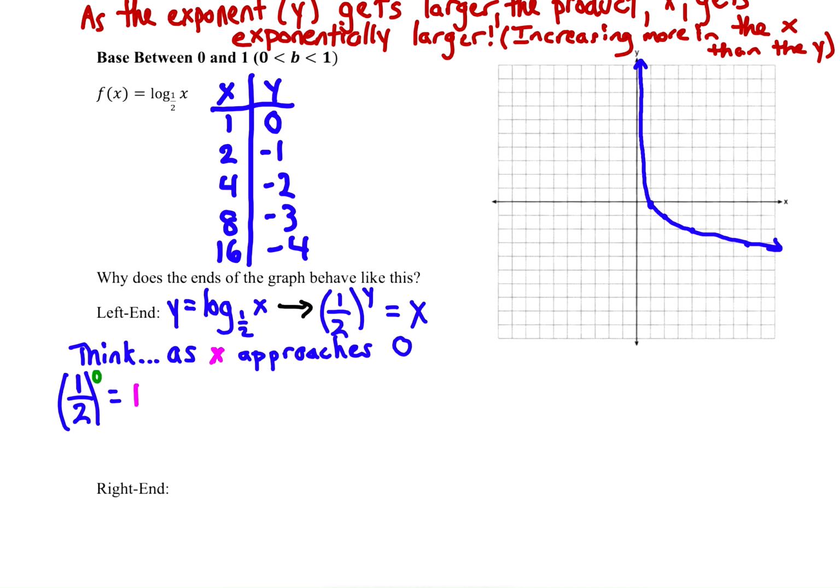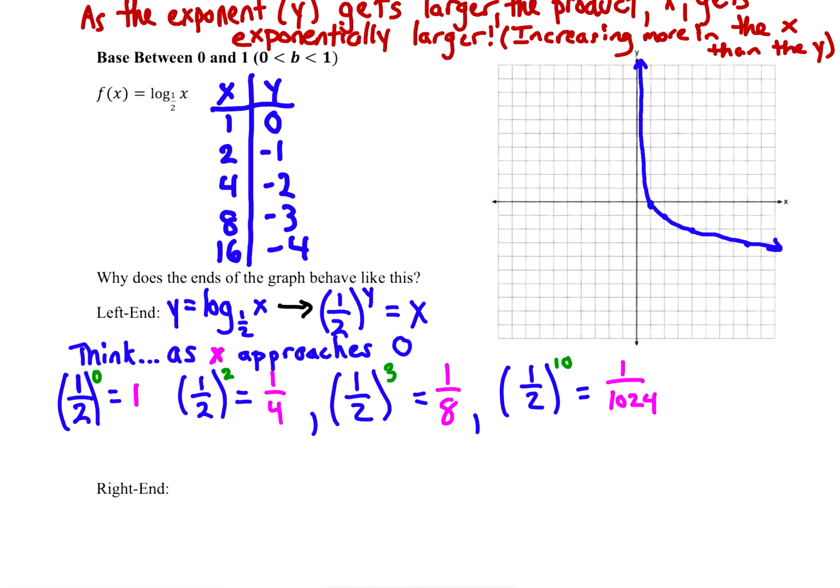let's start with when x is 1. When x is 1, well, the y has to be 0. Let's say when x gets closer and closer to 0. So I'm going to go when x is 1/4. What happens to the y? When x is 1/4, the y is 2 because 1/2 squared is 1/4. How about when x is closer to 0, we'll say 1/8. That would be 1/2 to the 3rd power. So y is getting larger and larger.